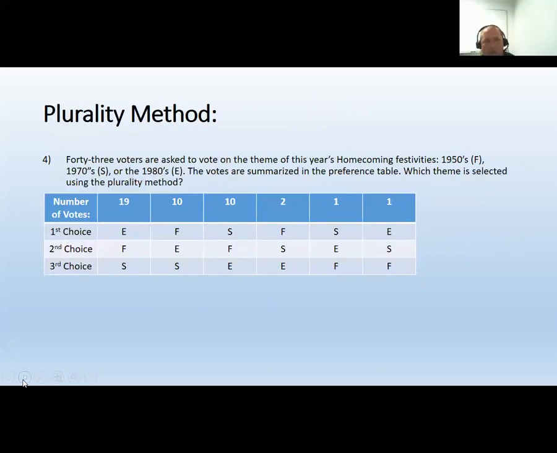Well, on this problem, who got the most first place votes? E. E, because E got 20. F got 13, it looks like. And S got 11. So E won that one. Okay. All right. Does anybody have any questions?